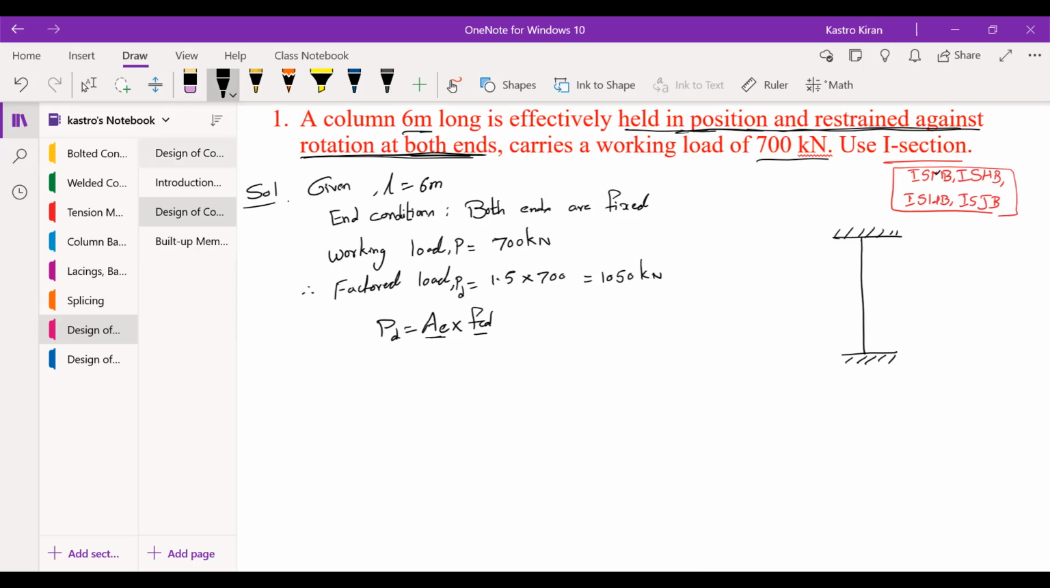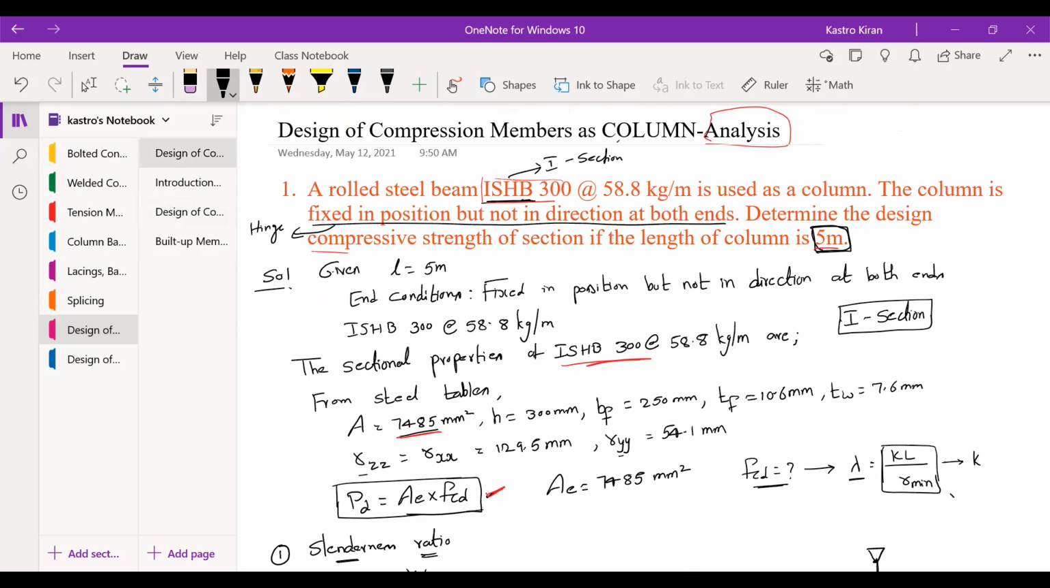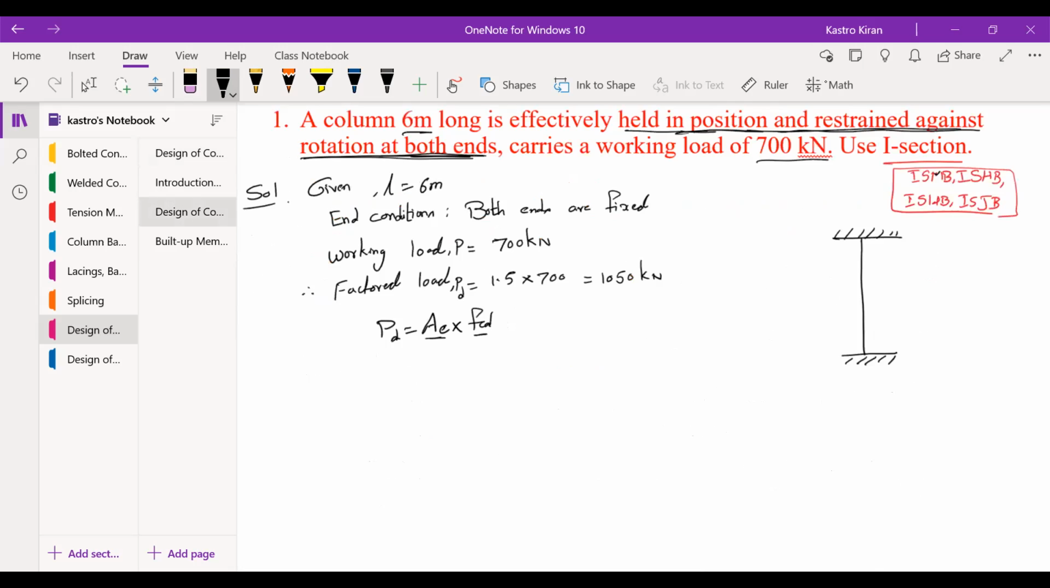Whereas in the first model problem, that is the analysis problem, we know the section, right? From the section, that is ISHB 300, from steel tables we got the area value, that is 7485 mm square. So by using this we had to find the FCD value. That was easy. But in design problems, since we don't know both AE and FCD, we have to do it in a different way. So how will you do that? That can be done in this way. So let's quickly solve how you're going to do that.